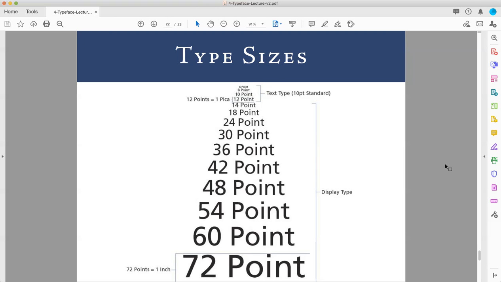And picas are 12 points. 12 points is 1 pica. Normal text is somewhere between 8 and 10 points. 12 points is the limit of that and is pushing large text. When you get anything above 14, it's display type, which means like headlines and chapter titles and book titles. And 72-point type, as we kind of alluded to, is going to be, you guessed it, 1 inch tall.